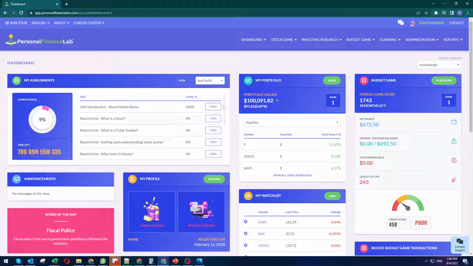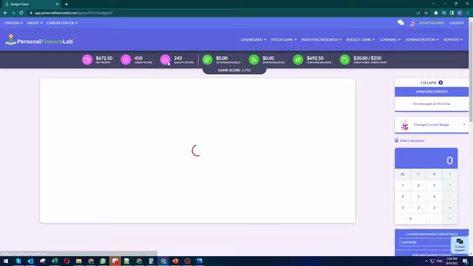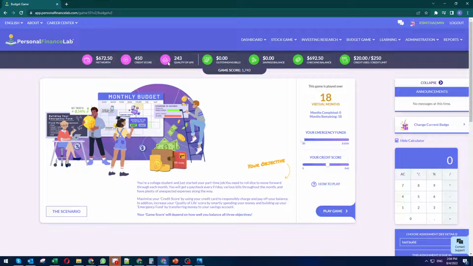From this point, I'm going to jump into the budgeting game, which is where most teachers begin their classes with their students. Like I mentioned before, it's a realistic budgeting game where students need to maintain their budget over the course of a simulated year. By default, your students will start the game as a college student with a part-time job. Partway through the game, they will graduate to having a full-time job right after school.